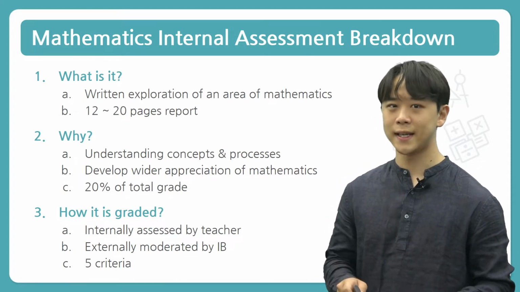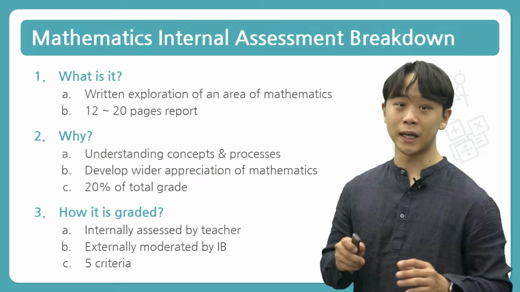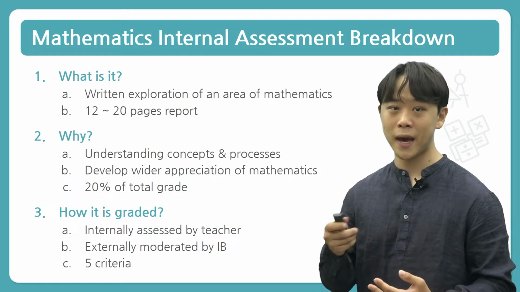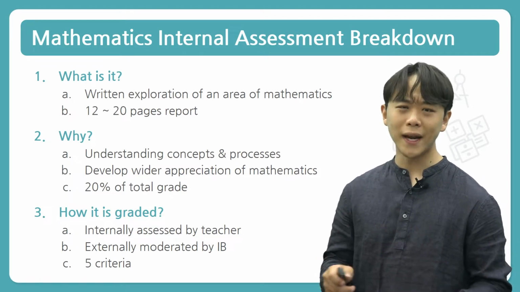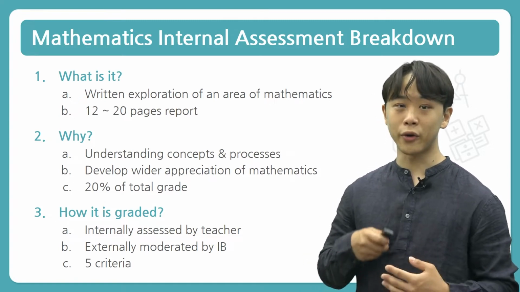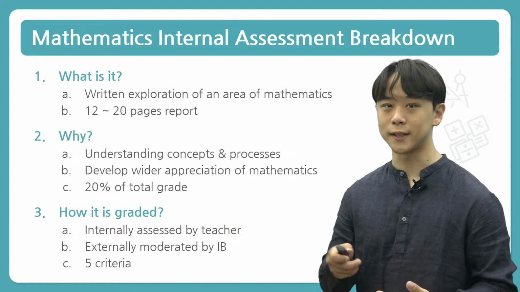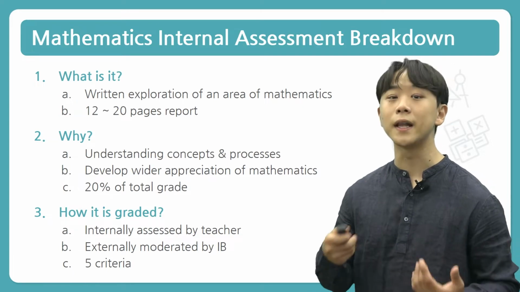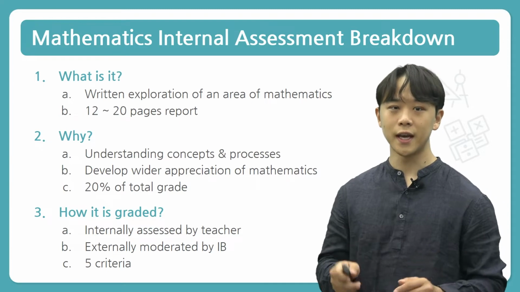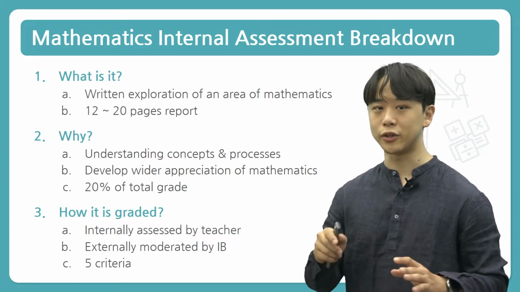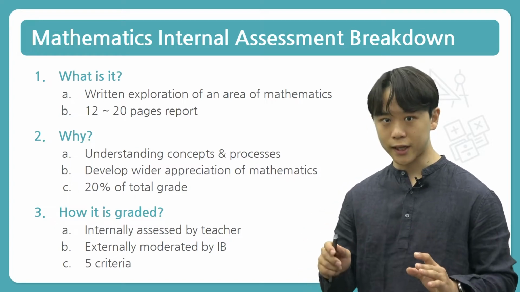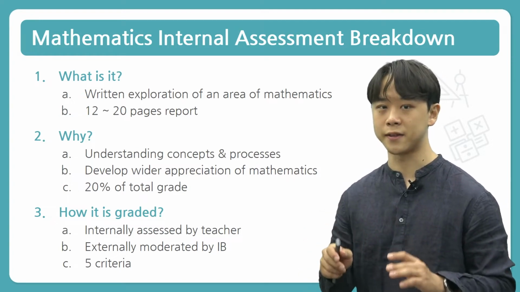First of all, what is the IA? Well, the IA is a 12 to 20 page written exploration investigating an area of mathematics of the student's choice. Why does the IB hold this type of assessment? It is to help students gain a better understanding of the mathematical processes and concepts, as well as develop a wider appreciation for math itself. As for the students, it's important for you to take this seriously and do well on your IA, because this is going to constitute 20% of your overall IB math score.